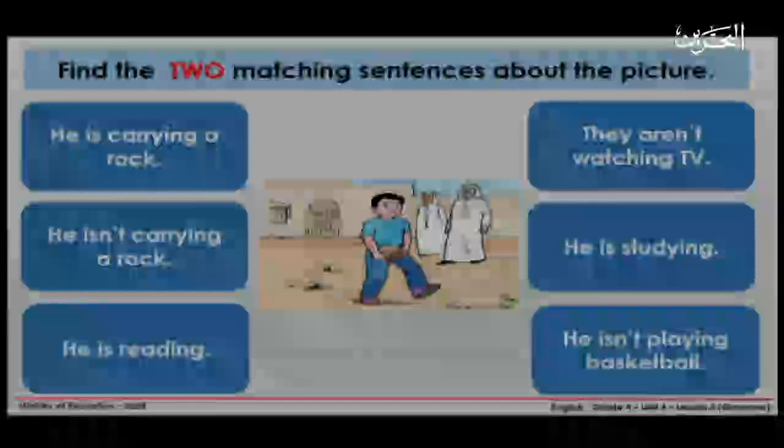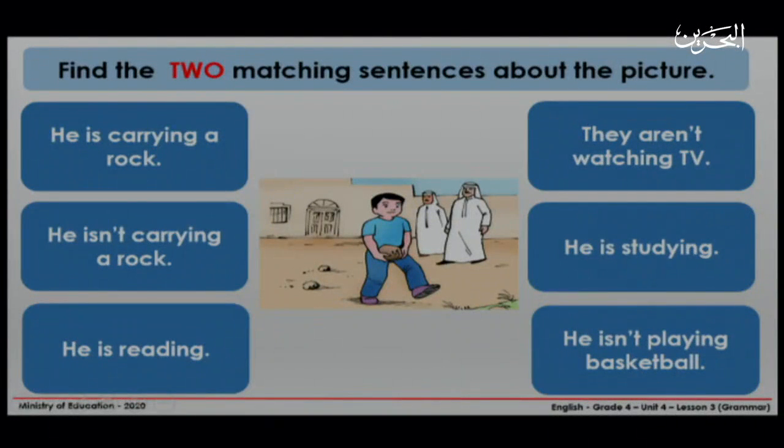Now, look at the picture and look at the boy. Let's see the first sentence. What is he doing? He is carrying a rock. Look at the boy. Is he carrying a rock? Excellent. So this sentence is correct. What is he not doing? Let's see the sentences with not.